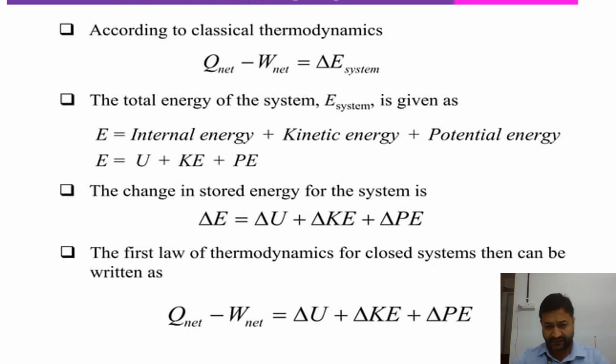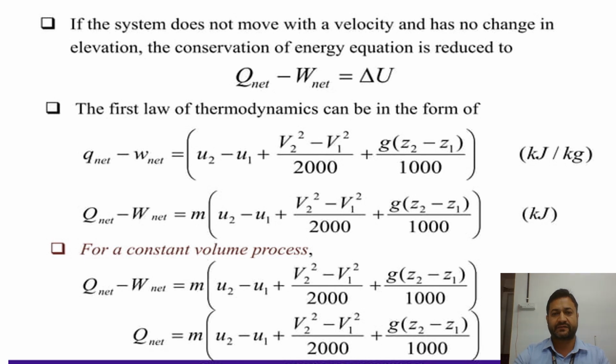Now considering two points of any section, let them be point number 1 and point number 2. The change in kinetic energy will be written as half m V2 square minus half m V1 square. In the same manner, the change in potential energy will be m g into (Z2 minus Z1), and by the conversion factor we divide by 1000. Nothing else we are doing. Suppose we are traveling from point number 1 to point number 2, meaning our flow is from point 1 to point 2. So what is the change in delta U? It will be U2 minus U1.